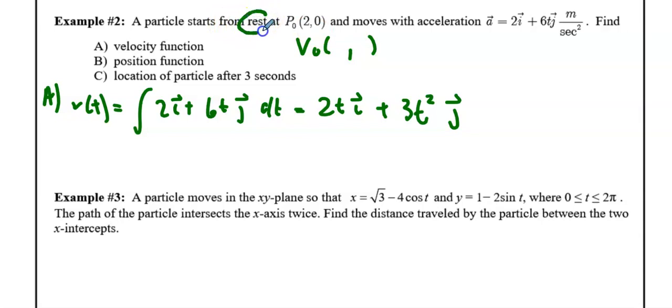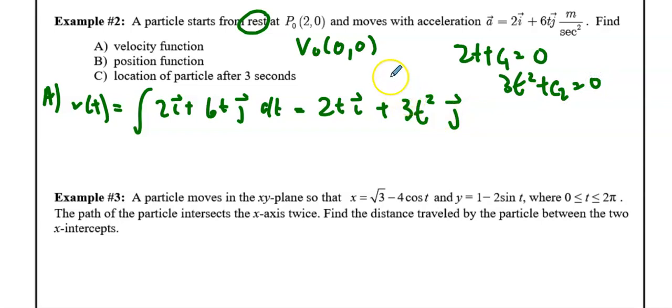But the question says that we're starting the particle at rest, which means that our velocity is actually going to be initially 0, 0. So we're actually given that here. The reason why I'm doing this is that 2t plus c1 is equal to 0, so c will be equal to 0, and then 3t squared, because these are polynomials, plus c2 is equal to 0, therefore c will be equal to 0.